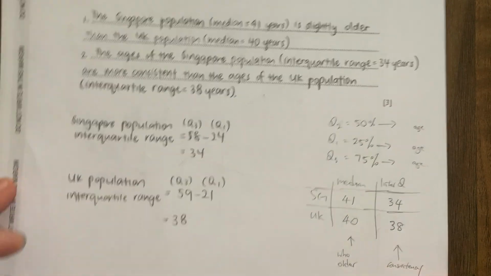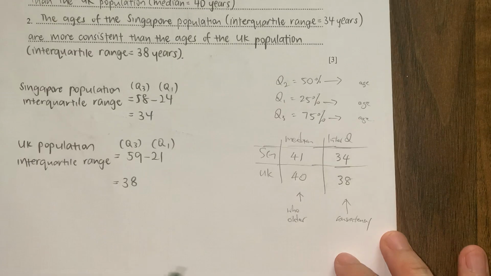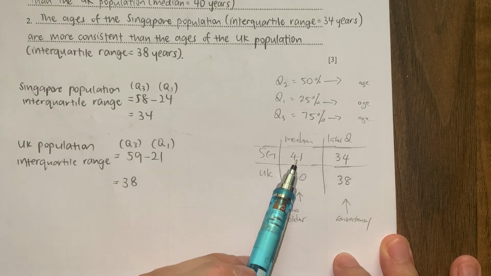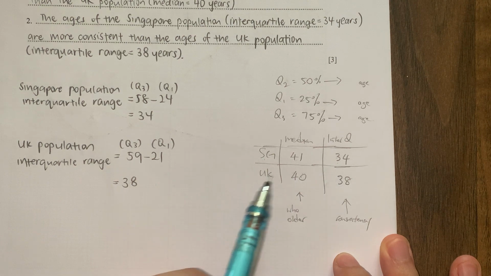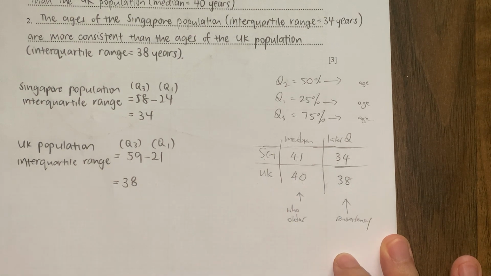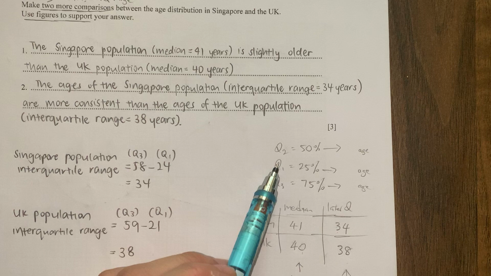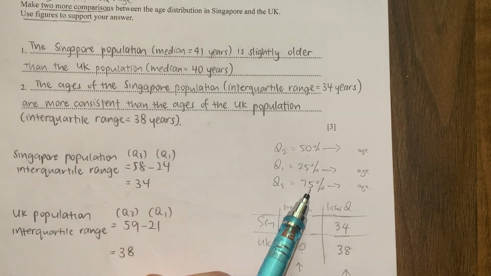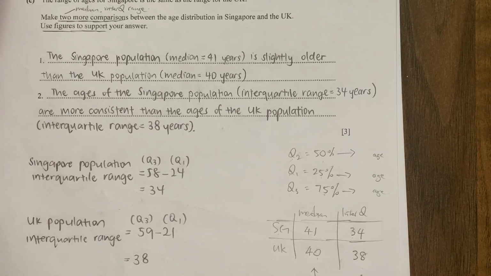So you know that I need to compare between Singapore and UK, right? So our target is to get this table out. So Singapore, what's the median? What's the interquartile range? UK, what's the median? What's the interquartile range? And then it's all standard work. So it's Q2 is 50%, Q1 is 25%, Q3 is 75%. So I'm just going to do one for Singapore, okay?